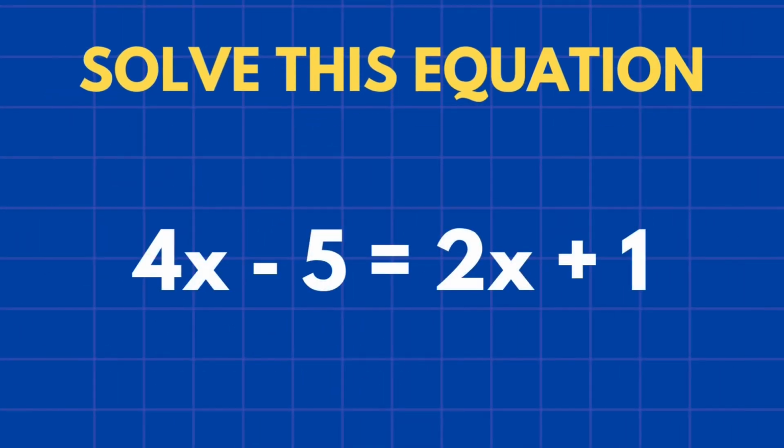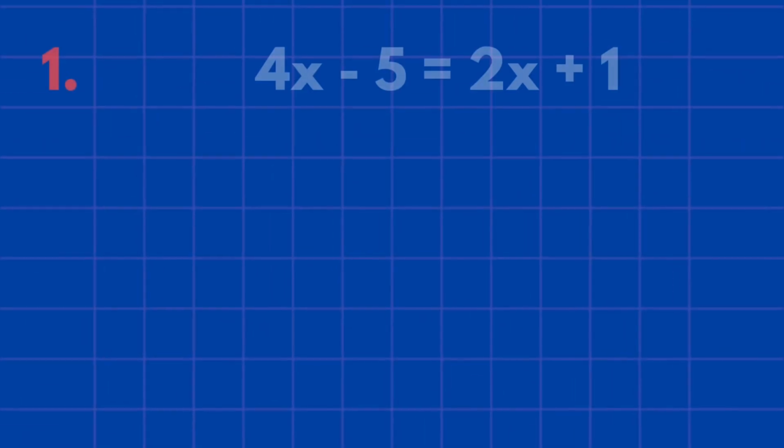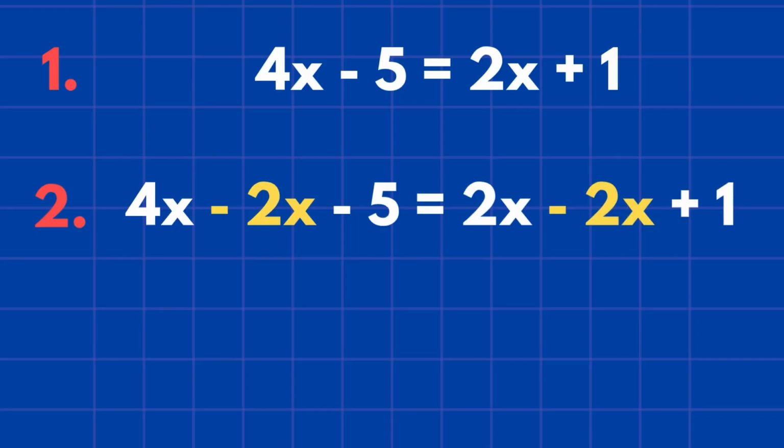Let's try another example. 4x minus 5 equals 2x plus 1. Step 1 will be to move variables to one side. We will subtract 2x from both sides, which will bring it from the right-hand side to the left-hand side of the equation. That leaves us with 2x minus 5 equals 1.